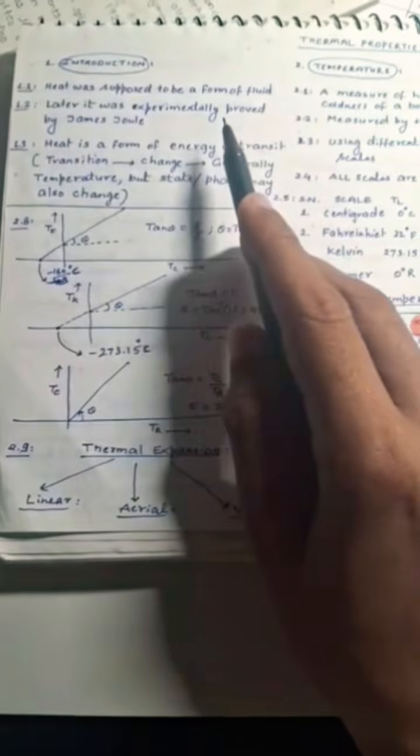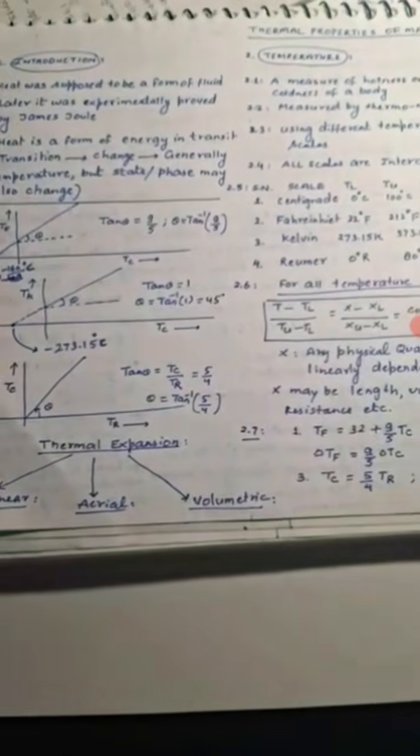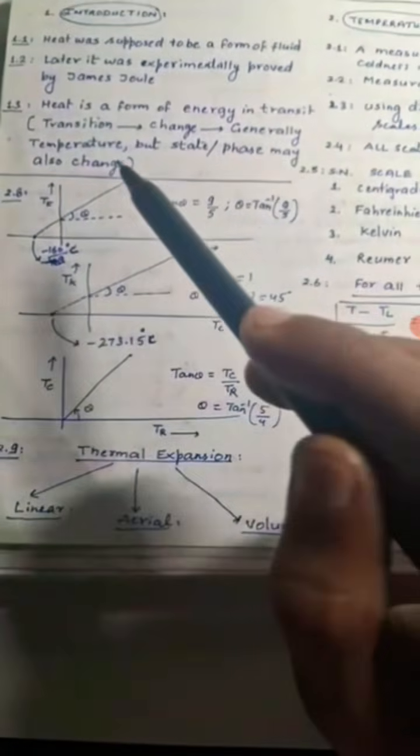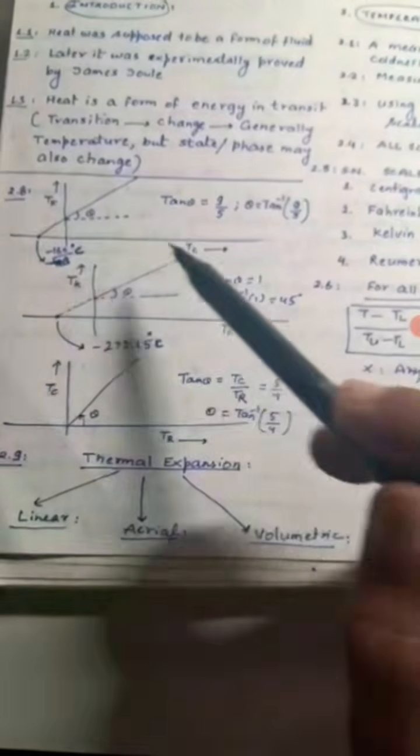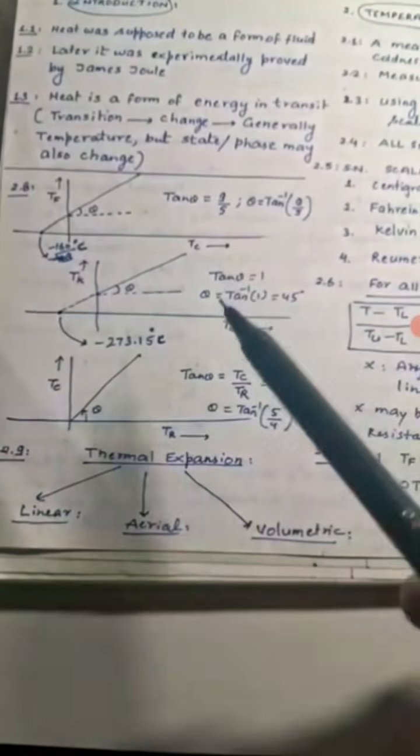Initially, but it was experimentally proved that heat is just a form of energy by the famous James Joule experiment, the cylinder turning experiment. And in fact, it is a form of energy in transit. Transition means change, and generally temperature, but state and phase may also change. Then we have relation between different temperature scales like Fahrenheit and centigrade.